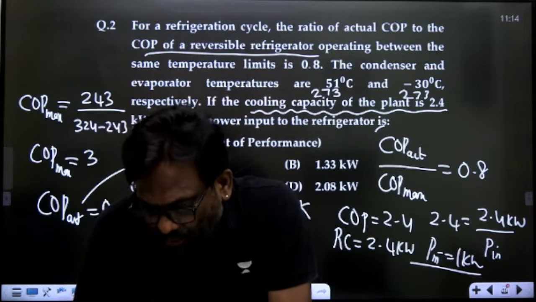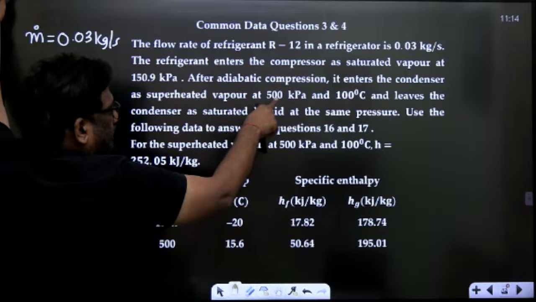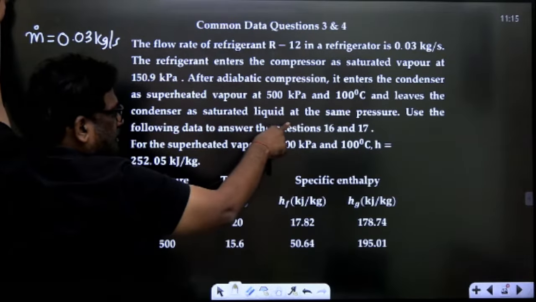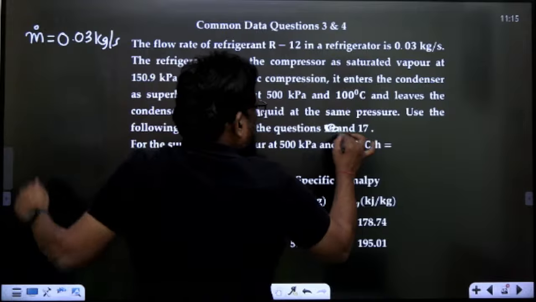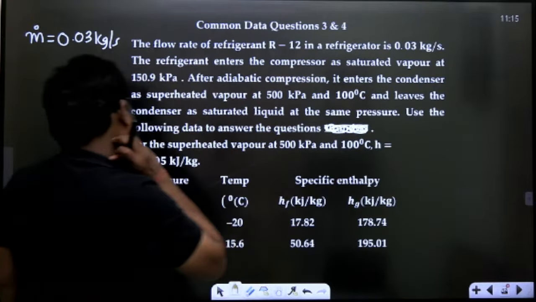The mass flow rate of a refrigerant is 0.03 kilogram per second. Then the refrigerant enters the compressor as a saturated vapor at this pressure. After adiabatic compression, it enters the condenser as superheated, and leaves the condenser as saturated liquid at the same pressure. Use the following data and answer the questions.